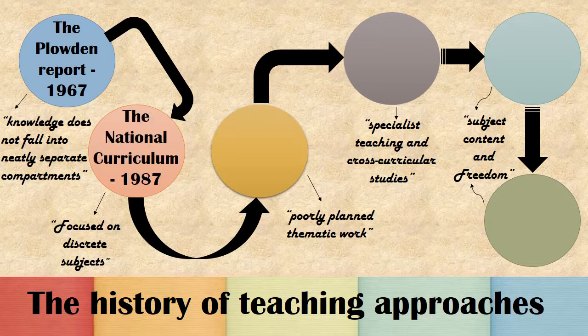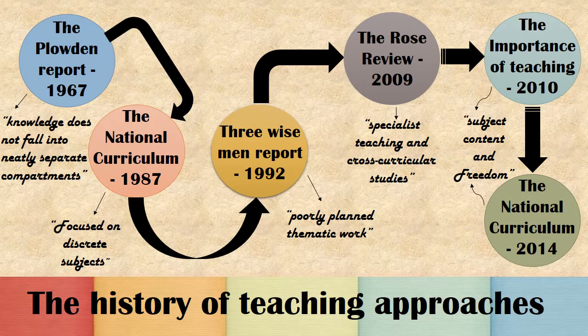Despite this argument, the national curriculum in 1987 focused on teaching subjects discretely. As a result, this limited the opportunities for teachers to be imaginative and innovative in their curriculum planning, therefore making project-based and integrated learning very difficult to implement. Teaching discrete subjects was further encouraged by successive governments following the Three Wise Men report by Alexander, Rose and Woodhead in 1992, which criticised poorly planned thematic work in primary schools.